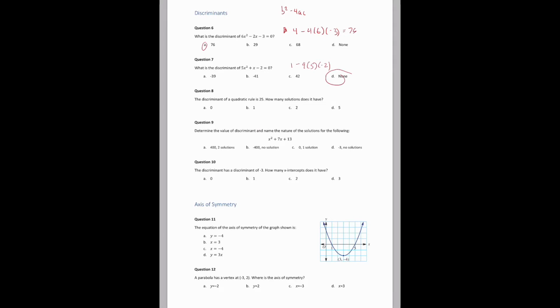Question 8 wants you to find how many solutions there are. In this case, because the discriminant equals positive 25, this will indicate that you've got 2 solutions. Remember, any value greater than 0 indicates you've got 2 x-intercepts. Question 9 wants you to determine the discriminant over here and tell us what is the nature of the solutions.